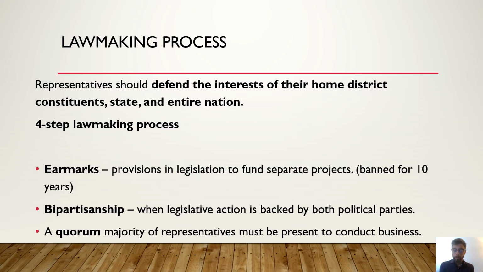Now, let's look at the lawmaking process at large. I identify 4 steps in the lawmaking process. We'll break that down in the next slide. But when we look at this process at large, we know that this is a task granted to our legislative branch. They are tasked with drafting legislation. It's in the name. So representatives should defend the interests of their home district, constituents, state, and entire nation when acting in the lawmaking process. There are 4 steps: proposal, committee, vote within both bodies, and then presidential approval. We will look at those again in just a moment.